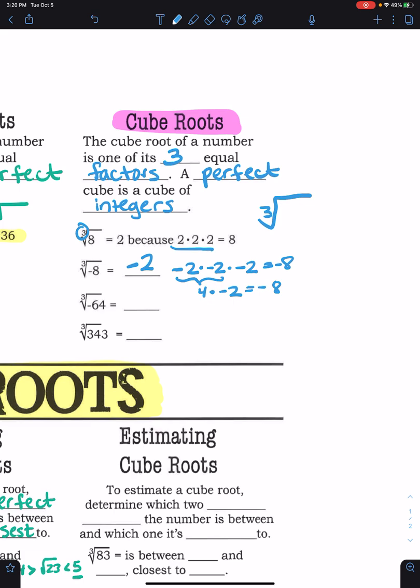So you can have a cube root be negative, because if you multiply a negative times itself 3 times, you'll actually get a negative. All right, how about for 64?